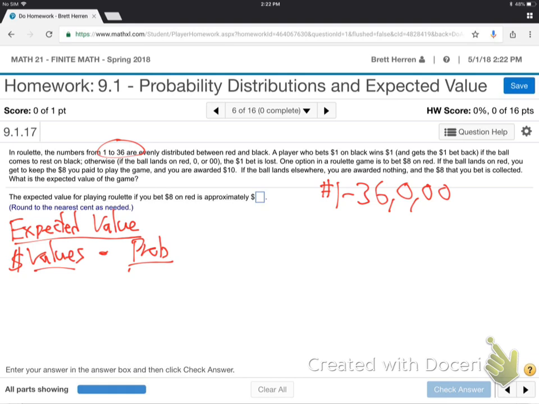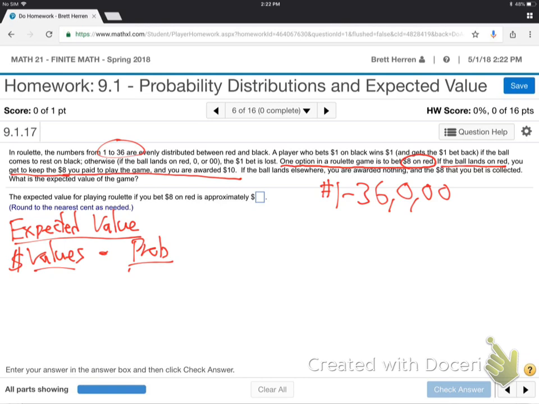Okay, I'm getting lost. Think about real life, try to be as real as you can with this. You're in there, what are they having you do? One option is you bet $8 on red. If the ball lands on red, you keep the 8 and you get 10. Otherwise, you lose the 8. That's the exact game they want me to do expected value for. So you're thinking, I'm going to bet $8 on red and roll the thing. If it comes red, I win, I keep my 8 and win 10, and otherwise I lose my 8.